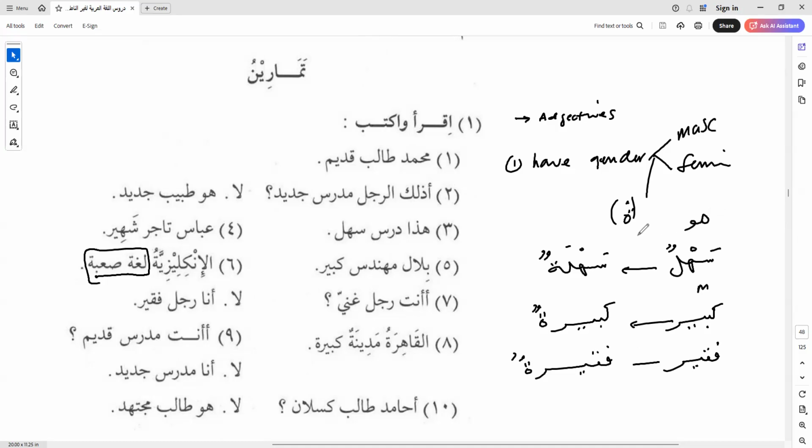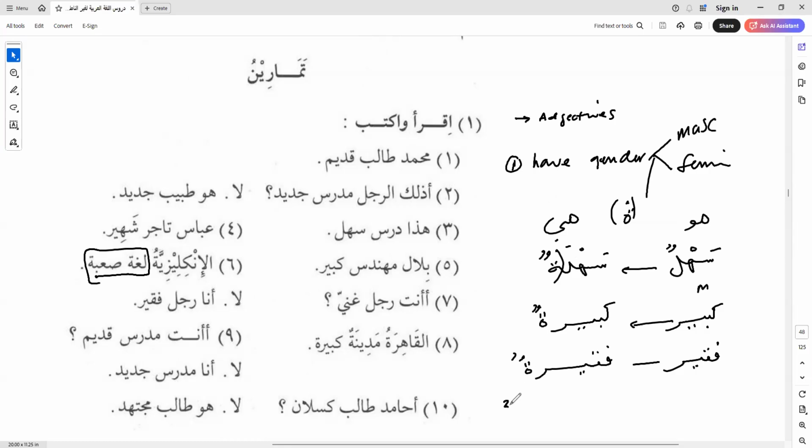So you can say هو سهل, هي سهلة, هي كبيرة, هي فقيرة. هو سهل, هو كبير, هو فقير. So you can flip these adjectives from masculine to feminine. It's very important to note that adjectives by default in Arabic are masculine, unless you are told otherwise. So you have to flip it to feminine if you are describing a feminine object.